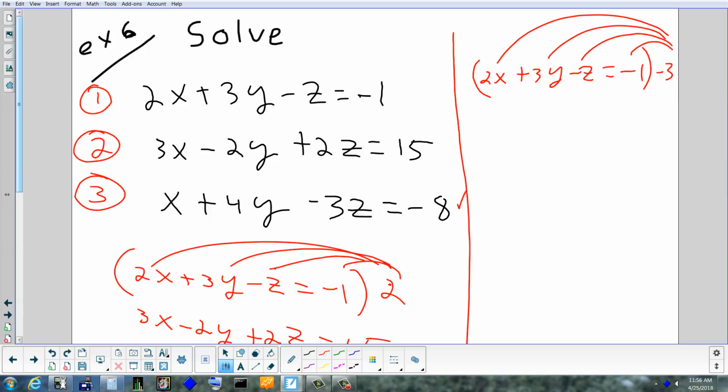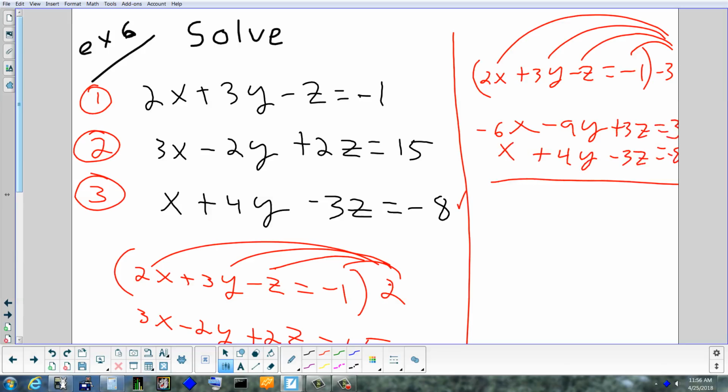What's 2x times -3? Yep. And -3 times 3y? -9y. -3 times -z? 3z. Positive, yep. And -3 times -1? 3. And copy down the other equation. X plus 4y minus 3z equals negative 8.